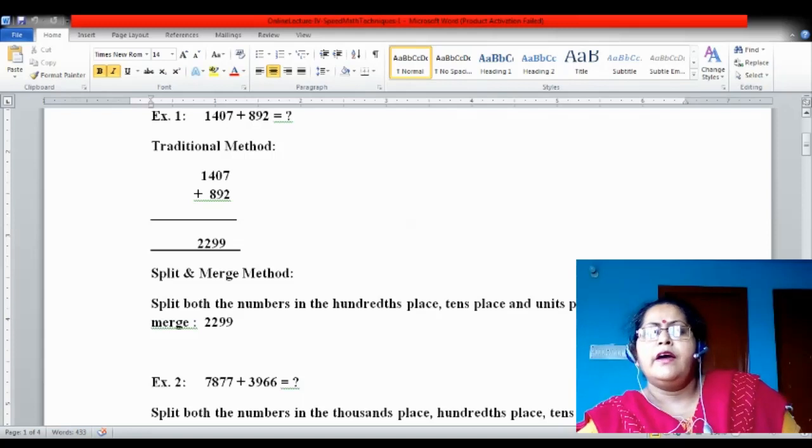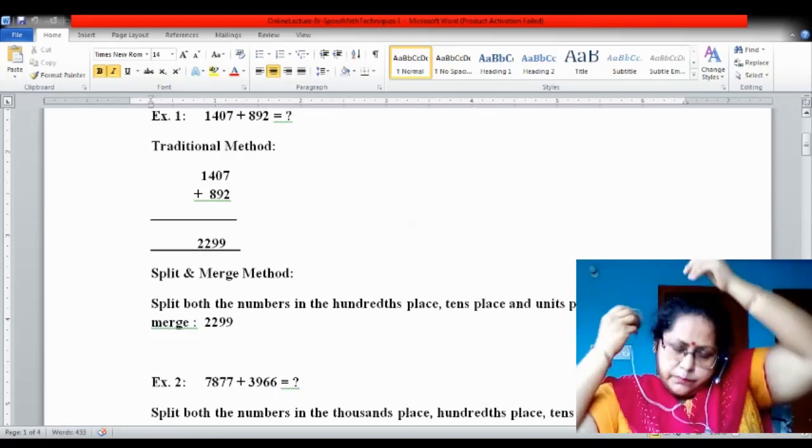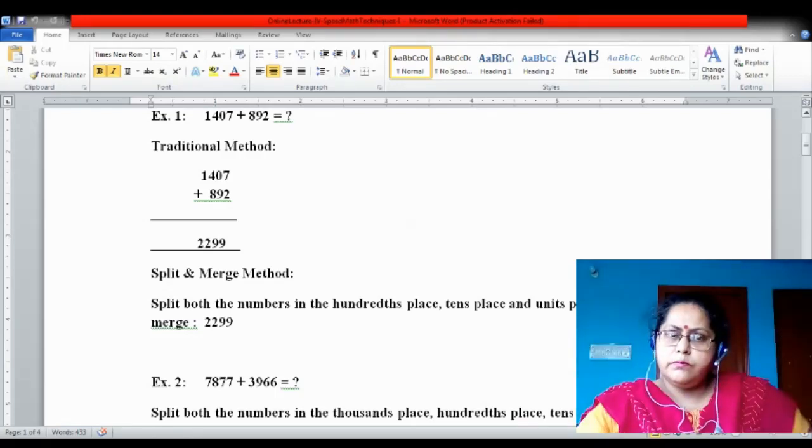So now we have to split both the numbers into the thousands, hundreds, tens and units places. So let us do it mentally. It's 7000 and the next number is 3000. So in total you have 10,000. Now if you go to the hundreds place, 800 and 900, it makes 1700. So 10,000 plus 1700 means 11,700. Mind it, 11,700. Now tens place, 70 plus 60, 130. So 700 plus 130, it's 830.